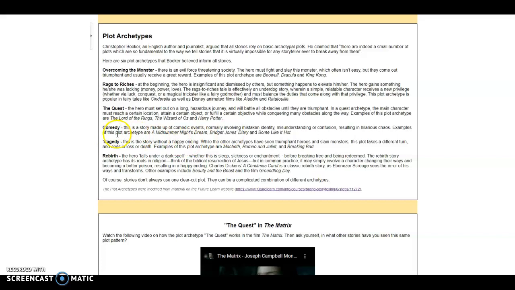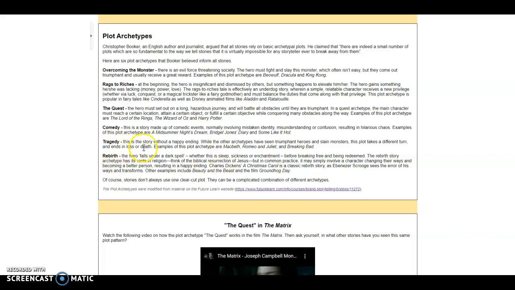You have a plot archetype that we can just call the comedy, where you have usually mistaken identities or misunderstandings that lead to confusion and lead to chaos, which is used to create humor and laughter, right?